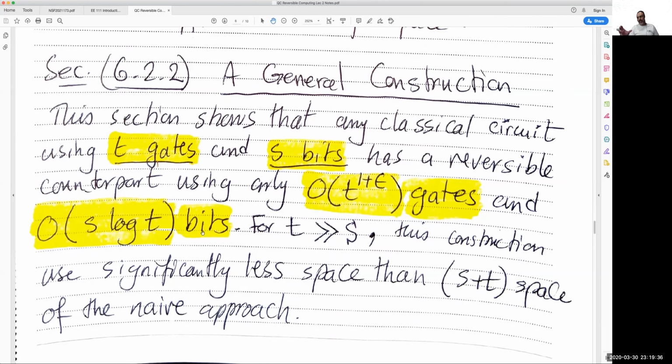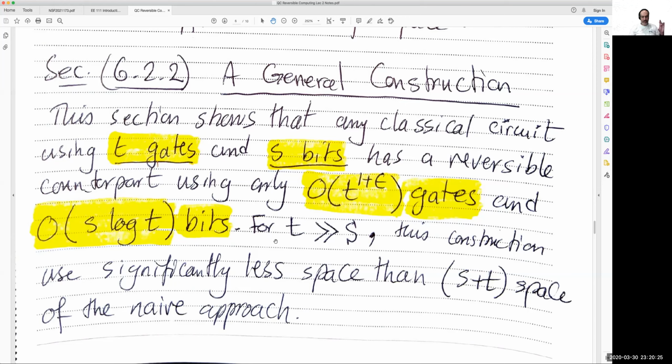The O notation is something the CS people should know, the ECE people should know, but there is some notation about it in the book, in one of the boxes. I believe it's called box 6.1, and I will try to put a video or something on campus that goes over that notation. Basically, that notation tells you this is an upper bound on the complexity. In the case of gates, it's order T to the 1 plus epsilon, and in terms of bits, it's order S log T.